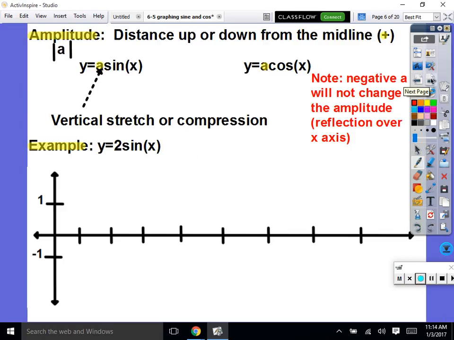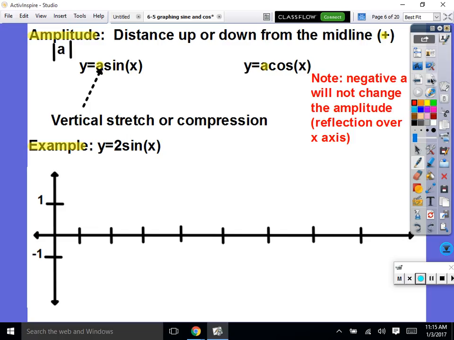Okay, so now let's do amplitude. Amplitude is the distance up or down from the midline. So everybody, we know that it's the absolute value of A. Now this is where amplitude will be located in the equation: y is equal to A sine of x. That's the amplitude. Now this is our vertical stretch or compression. So instead of being at 1, it might be stretched to 2. If it's at a half, then it might be compressed a half down. So once again, amplitude is just how high up or down from the midline. It works the same for sine and cosine.